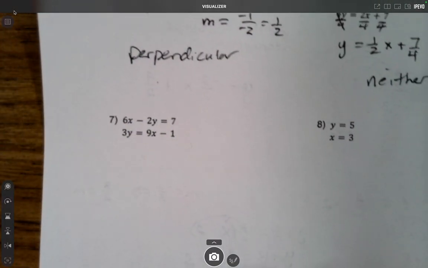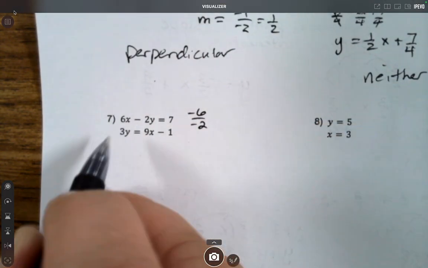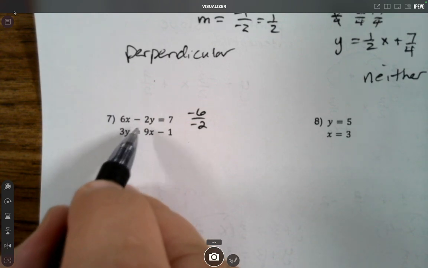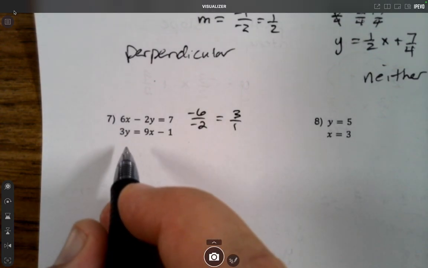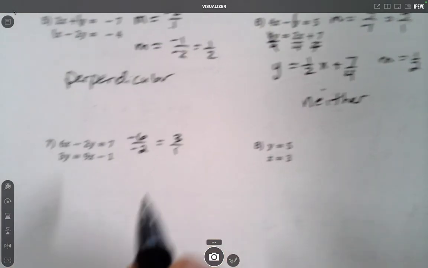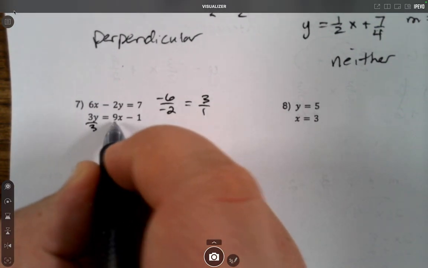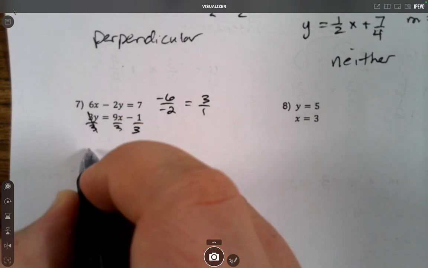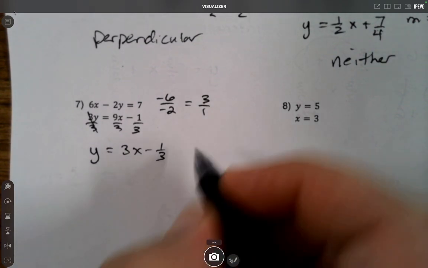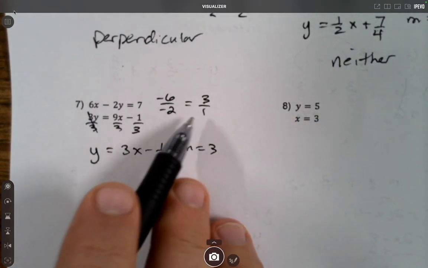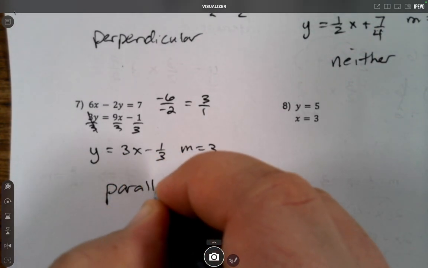Number 7 is similar. The top one is in standard form, so I can do negative a over b. 6 is the a, negative 2 is the b. That reduces to 3 over 1. This one, I'm going to do the same thing I did back here on 6, and since it's already got y by itself, I'll just divide everything by 3 to put it in slope-intercept form. And so I can see the slope is 3. So they both have the same slope. And when the slope's the same, that means the two lines are parallel.